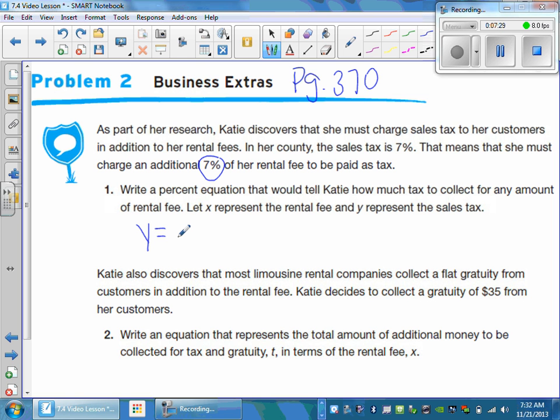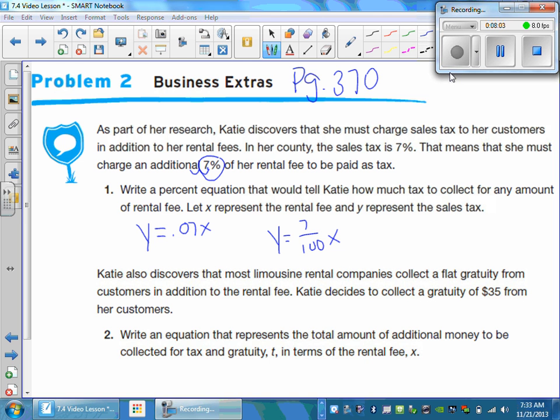So if I want to change 7% to a decimal, I need to remember to move my decimal point twice to the left. So I have 0.07, and then I'm going to be multiplying that times whatever the rental fee is. So the percentage times the rental fee gives me how much they pay in tax. I can also set up the equation with a fraction, y equals 7 over 100. Remember that percents are always written over 100, and then again I have to multiply it by the rental fee.